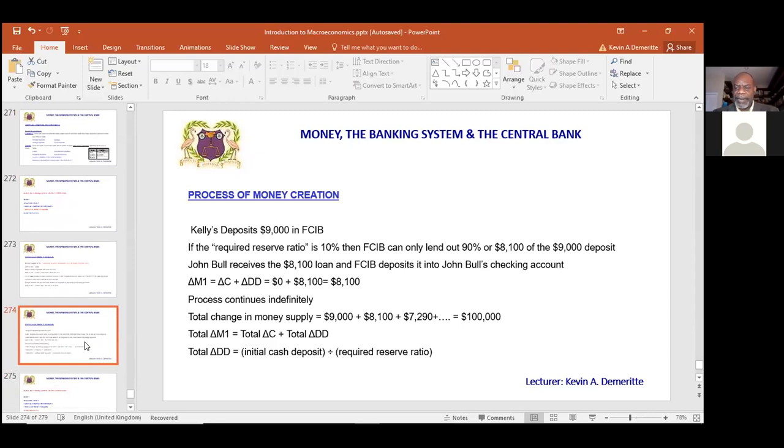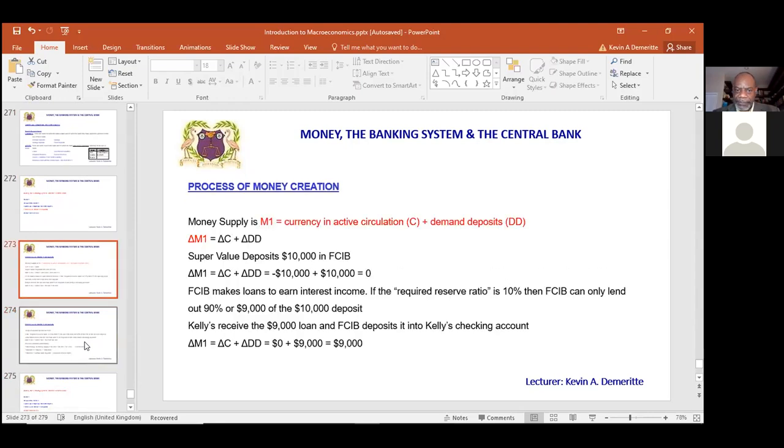So how does this work? Let's walk our way through this. Let's say Super Value has sold $10,000 worth of groceries in a given day. They probably sell more than that, but let's work with 10,000. Right. So Super Value deposits 10,000, in this case, into FCIB.